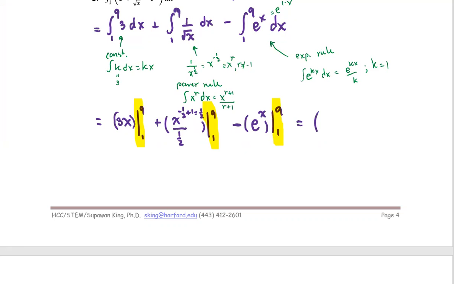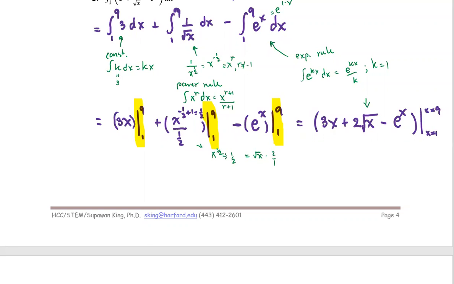So in the same expression, 3x plus, divided by 1/2 means multiply by 2 over 1. X to the power 1/2 means square root x. Okay, and then minus e to the x. If you need more detail, this is x to the power 1/2 divided by 1/2, or square root x multiplied by 2 over 1. Therefore, we get 2 square root x there. And we're gonna evaluate from x equals 1 to x equals 9.